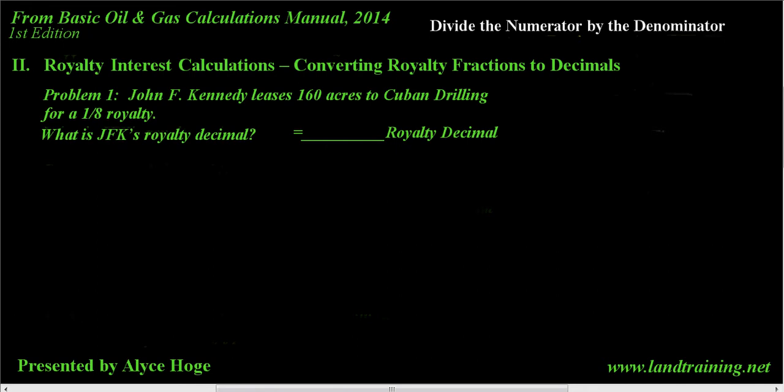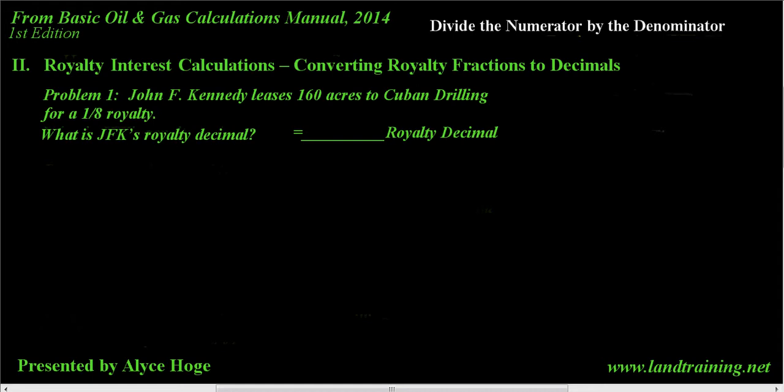Today we're going to look at how to convert a royalty fraction to a decimal. Now, for those of you in the land side of the oil and gas business, you know that what we give to the landowner is an oil and gas lease, or they give it to us, that gives us permission to drill on their land. What they get in exchange is not only a bonus payment, but also a royalty payment.